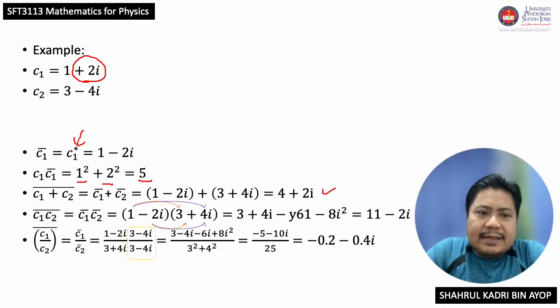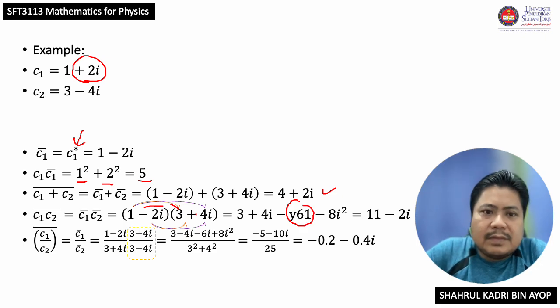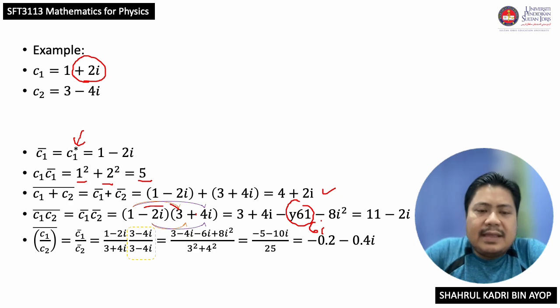And the conjugate of the product is equal to the product of their conjugates. So you have to multiply each part, and you will get 4 terms. Sorry, I think I have something wrong here. This is actually 6i. So you will get finally 11 minus 2i.